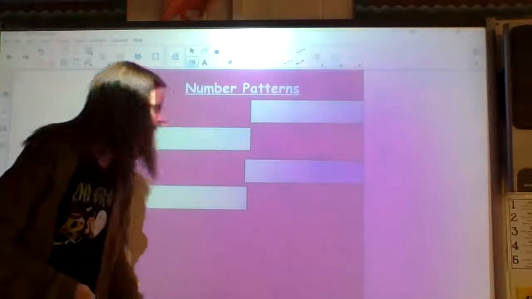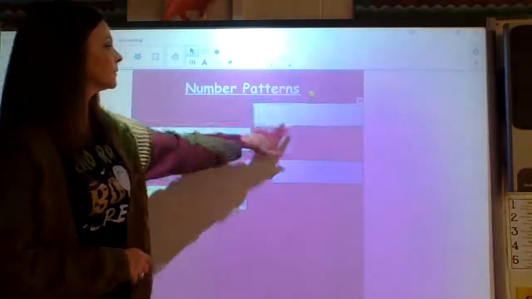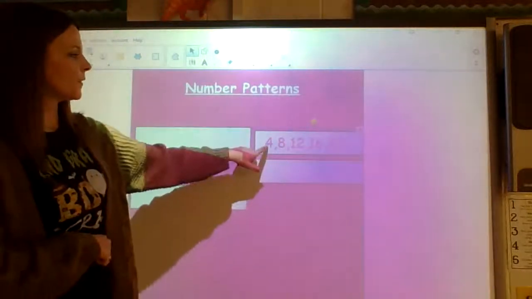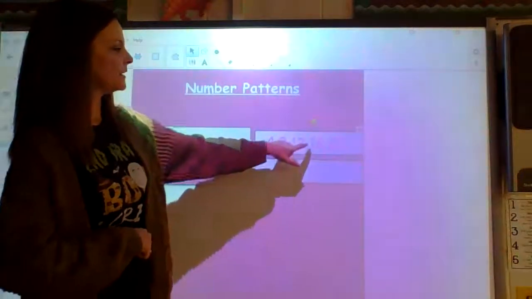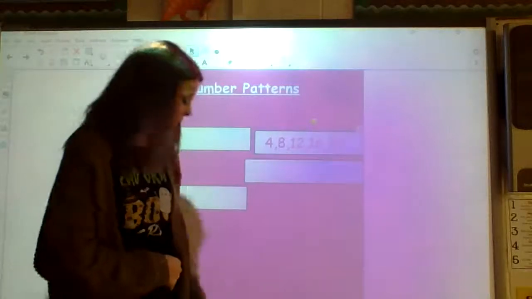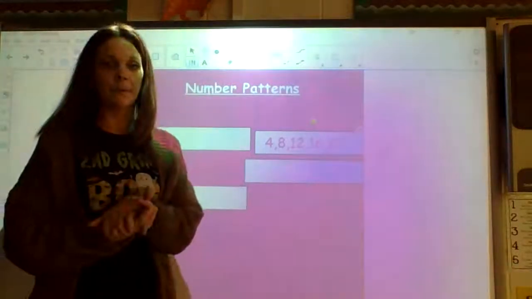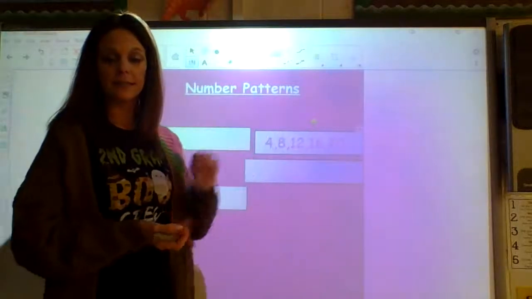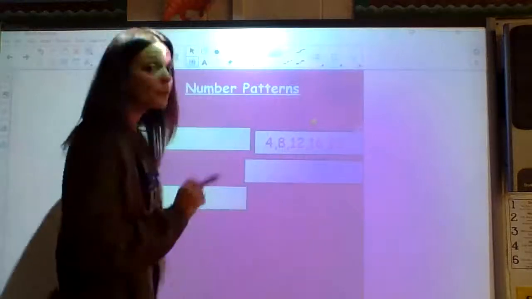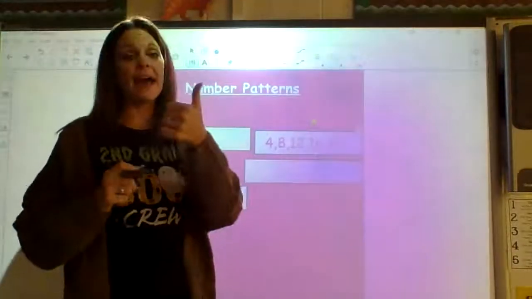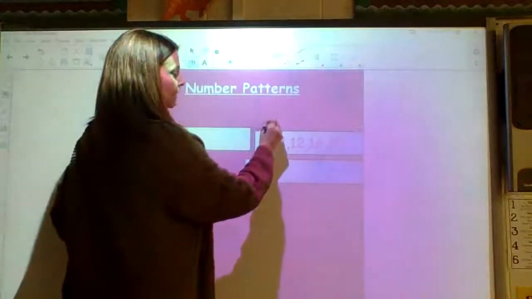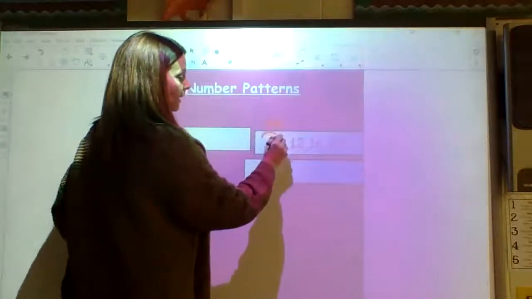So let's take a look at some number patterns. Let's count. 4, 8, 12, 16, 20. This sounds different from what I'm used to. So I'm going to stop and think. This isn't something I can just guess at. So how do I go from 4 to 8? I'm going to count on. 4 to 5, 5 to 6, 6 to 7, 7 to 8. I added 4. So I'm going to show that.